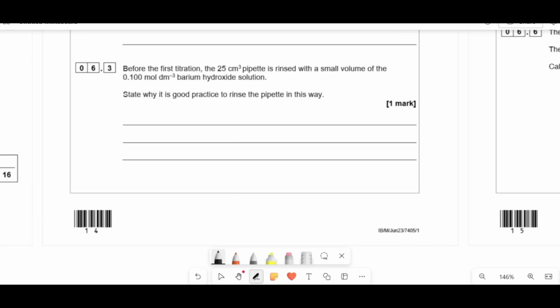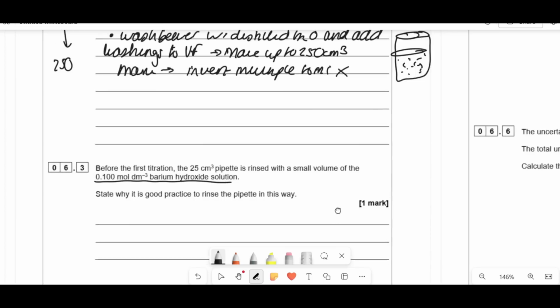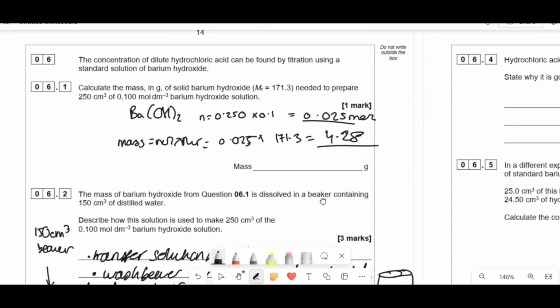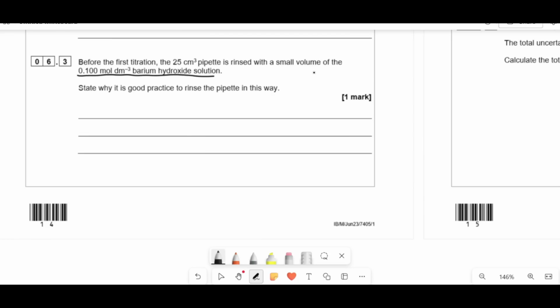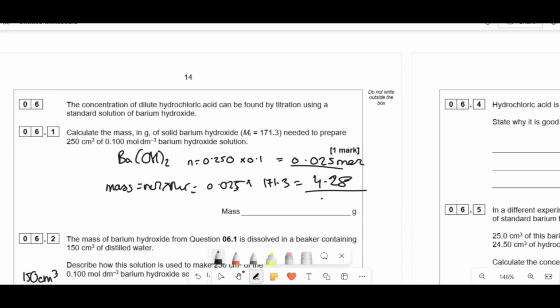So then, before the first titration, the 25 centimeter cube pipette is rinsed with a small volume of barium hydroxide. Suggest why it's good practice to rinse the pipette in this way. So where are they using a pipette? Have they told us anything about a pipette? No, they have not. You need to decide what's in the pipette, right? If you don't know what's in the pipette, you can't really do this question. So you've got to look back at this whole question. What you put in the pipette is the thing you know the concentration of, right? So as in, let's see, the concentration of this could be a standard solution.